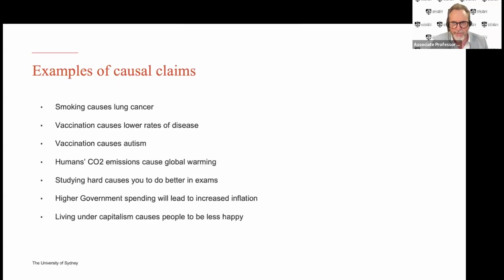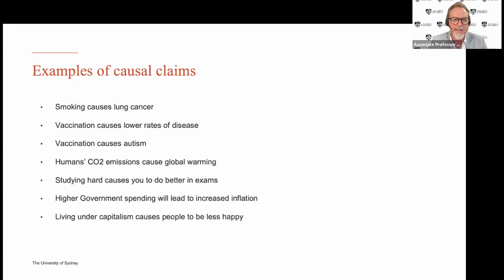So the word causal might sound a bit weird, but the word cause is very familiar to all of us. Lots of the claims that we make are claims about what causes what. And I've got a list of examples here. Smoking causes lung cancer. Here, we're not yet at the stage of asking, are these claims true or not? These are just examples of causal claims.